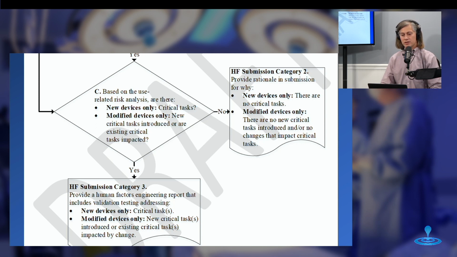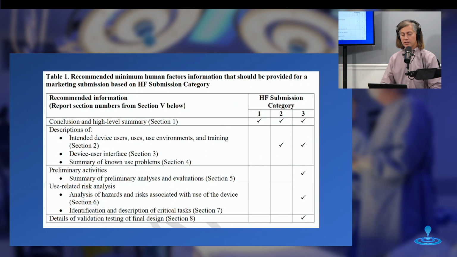And that gives you this medium level of burden. These are all shown by this table. If you are in Category 1, you can just give a conclusion and a high-level summary. If you're in Category 2, you have to add descriptions of intended use, user interface, known use problems. And if you're in Category 3, you have to provide all the elements listed.